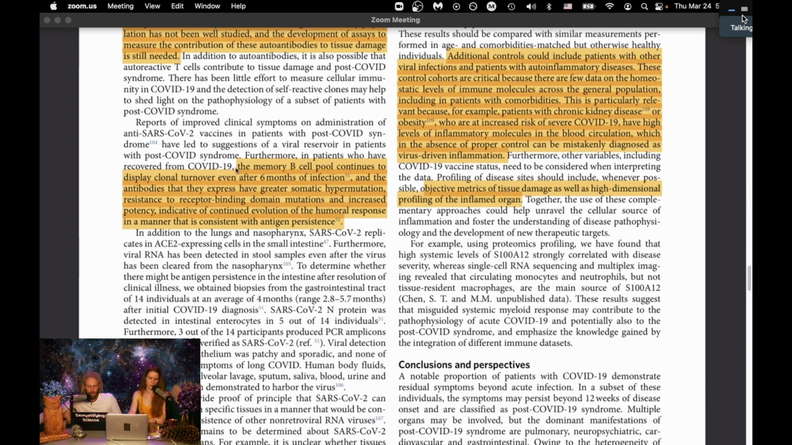So a memory B cell, so when it says memory B cell continues to display clonal turnover, can you? Yeah. We haven't done too much. Yeah, it's been a while, immunology anyways, since one of the first couple lectures.